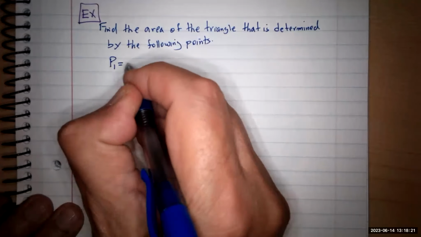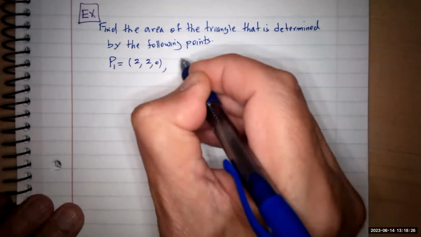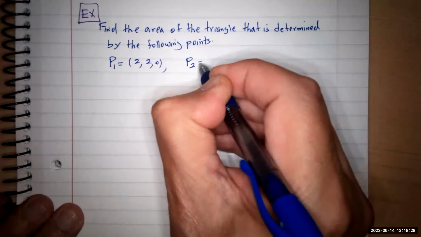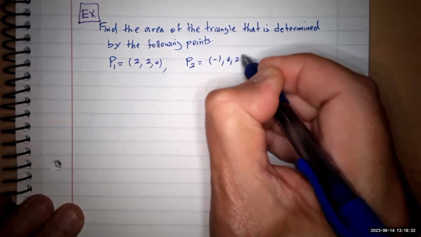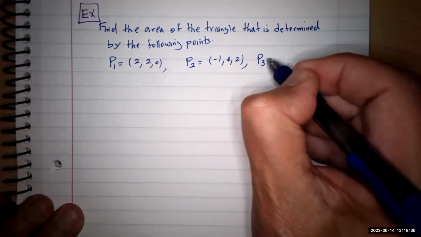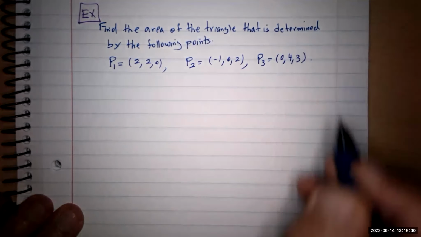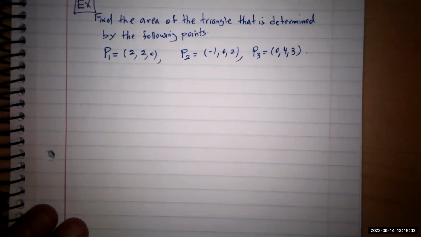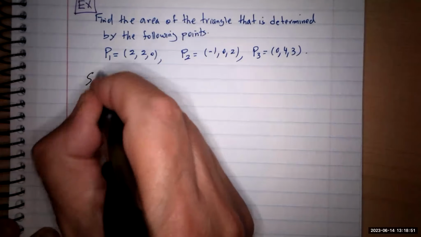P1 equal to 2, 2, 0. P2 equal to -1, 0, 2. And P3 equal to 0, 4, 3. That's it. You see, this is going to be a triangle that we have. So you want to find the area. Solution.